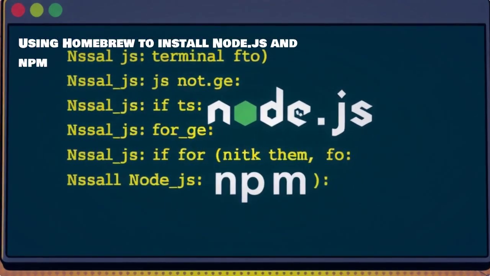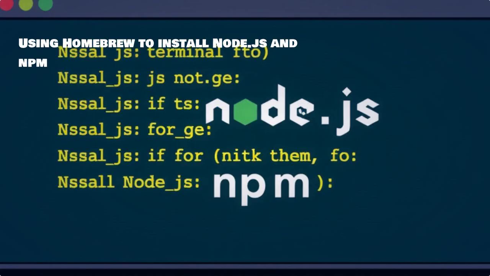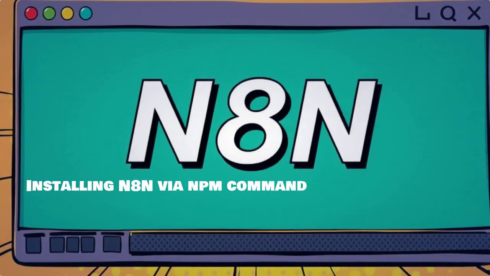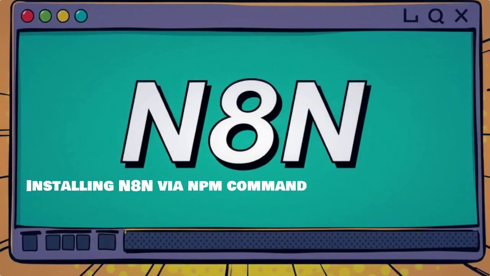Now that Homebrew is set up, let's install Node.js and npm. Type the command as displayed on your screen. With Node.js and npm ready, it's time to install N8N. Simply run the npm install command displayed here.